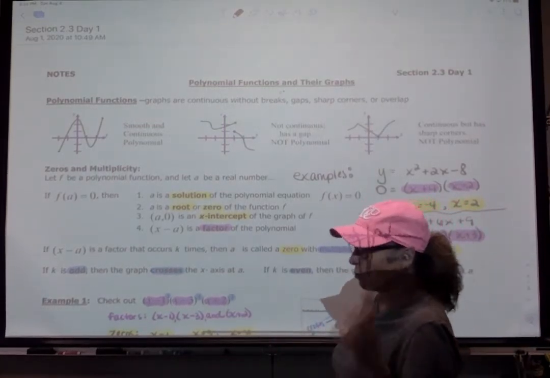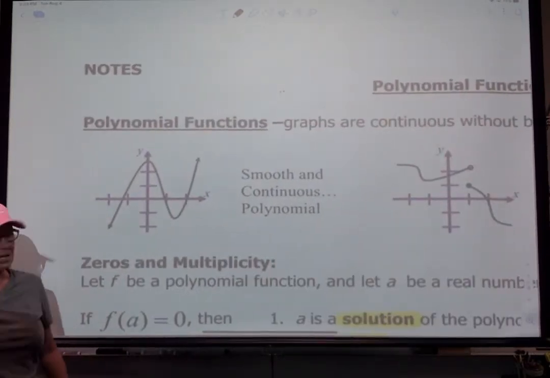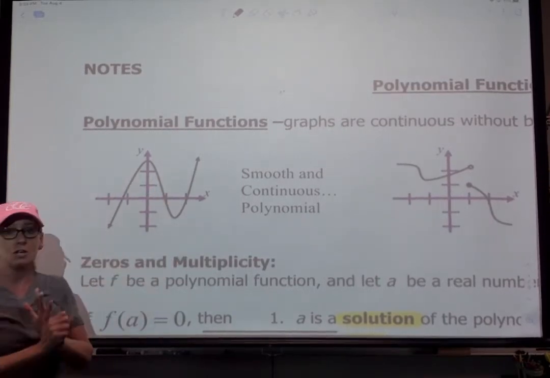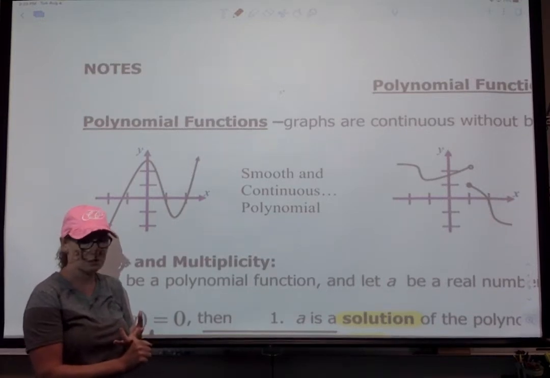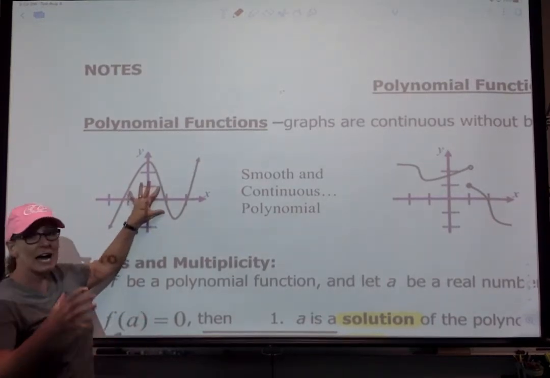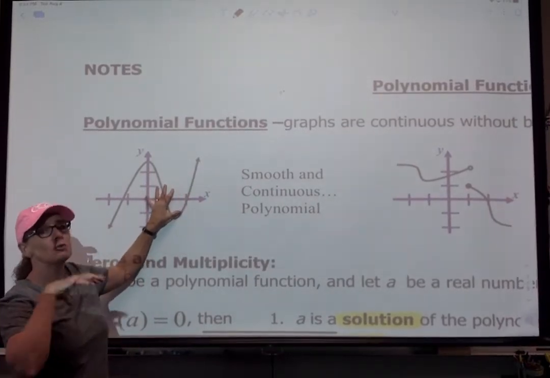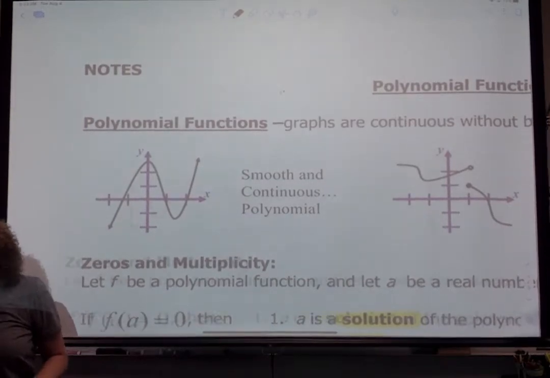So, first of all, what is a polynomial? Well, the graph of a polynomial has to be smooth and continuous. No breaks, no jumps, no sharp corners. So quadratics, cubics, quartics, all those. Smooth, continuous. No breaks, no sharp corners.